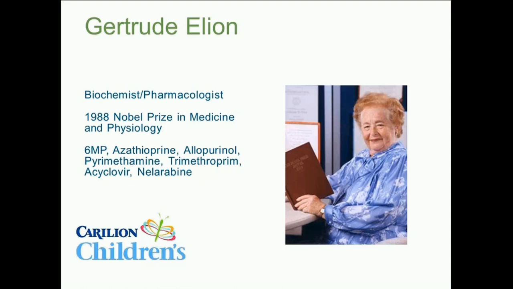Enter Gertrude Elion. She is one of the heroes of medicine, and probably none of you have ever heard about her. So Trudy was a biochemist and a pharmacologist. She got a college degree back at a time when women weren't doing that. And she applied to try to go on to get a master's and a PhD. She was turned down by all of the programs that she applied to. So she became a secretary for a period of time and then decided that she really had a drive for actually cancer research, as one of her family members had died of cancer.